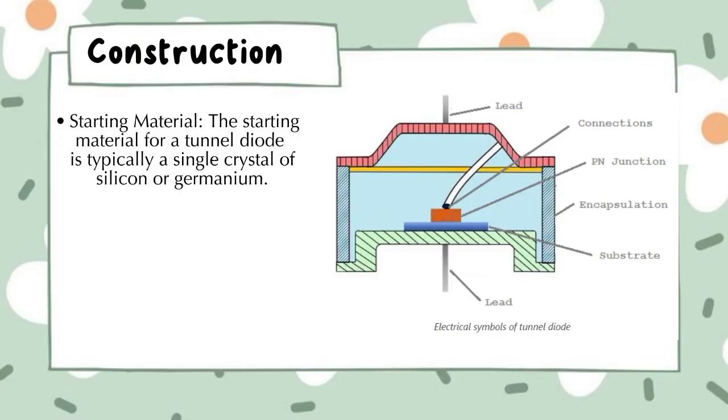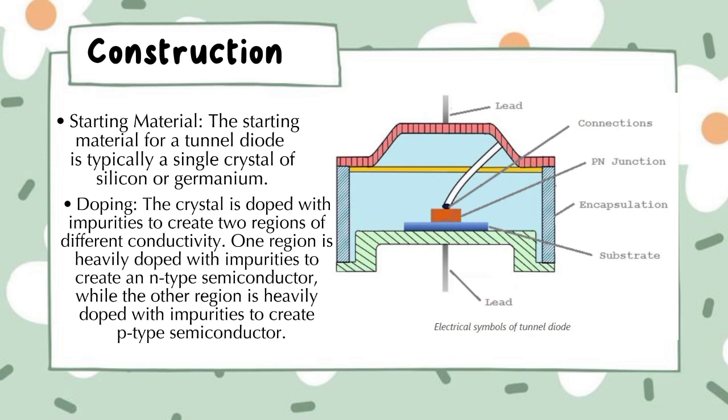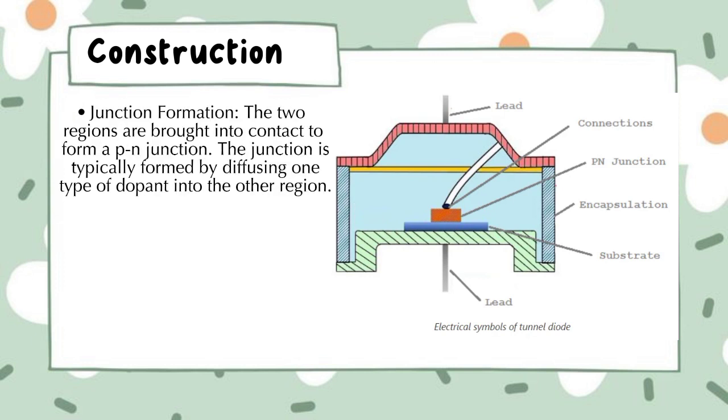Construction. Starting material: the starting material for a tunnel diode is typically a single crystal of silicon or germanium. Doping: the crystal is doped with impurities to create two regions of different conductivity. One region is heavily doped to create an n-type semiconductor, while the other region is heavily doped to create a p-type semiconductor. Junction formation: the two regions are brought into contact to form a p-n junction. The junction is typically formed by diffusing one type of dopant into the other region.